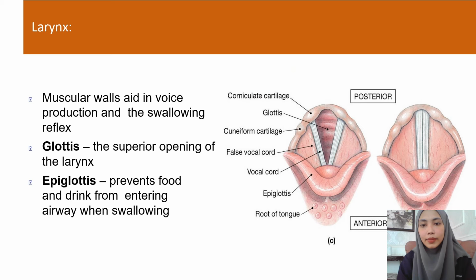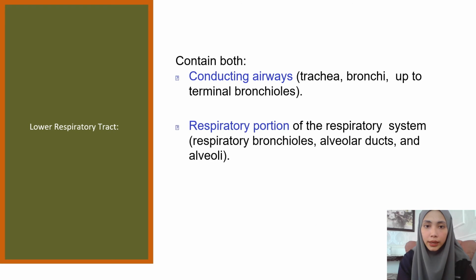Okay. So this is the axial view of the larynx. The muscular wall aids in voice production and the swallowing reflex. Here is the glottis, the superior opening of the larynx, and the epiglottis here. This is the epiglottis. It is to prevent food and drink from entering the airway when swallowing.